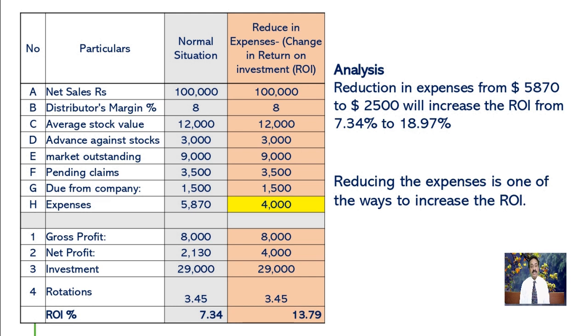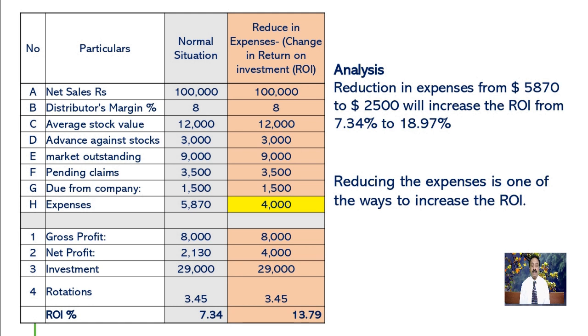The expenses were before $5,870. I brought down to $2,500. With the difference and reduction in the expenses, the profitability increased from 7.34% to 18.97%. This is the third way to increase the return on investment.